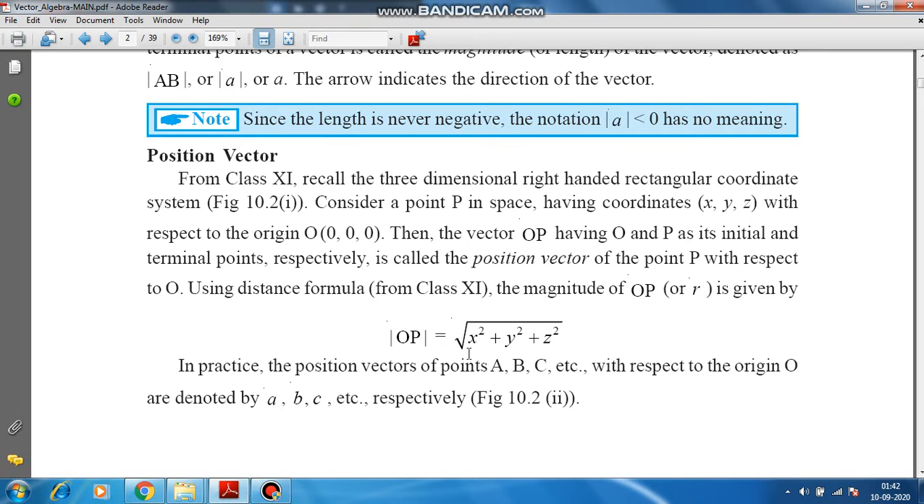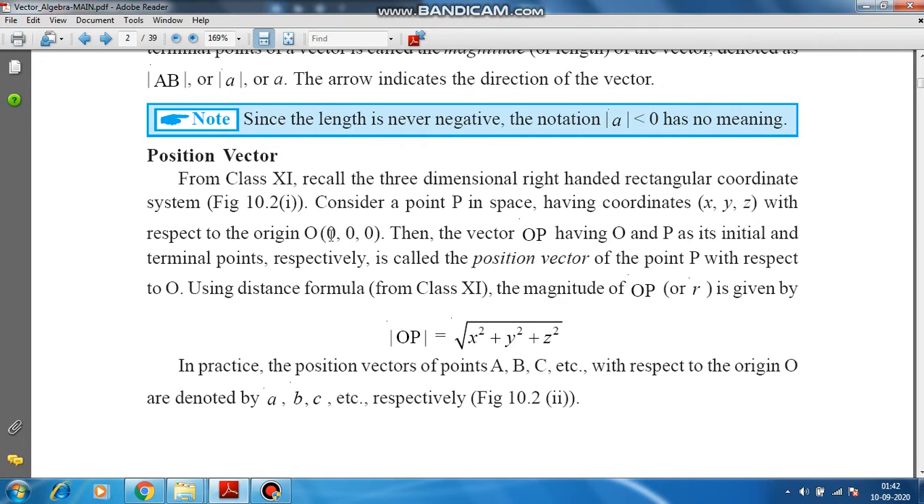So dear students, in the last video we did up to scalar multiplication. Now we see what the position vector of a point is. Till now we have seen that a vector is a line segment, that is, a vector is represented by a line, but a point can also be represented by a vector. And how this is done, let us see.